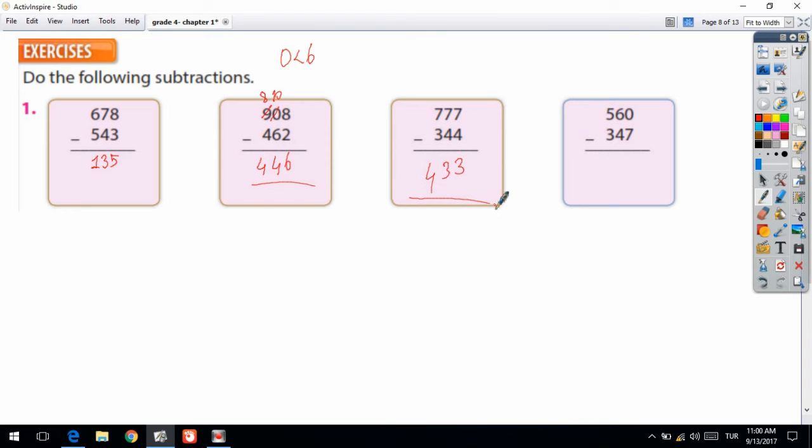Next question is about subtraction also. 0 minus 7. Can we subtract them? If 0 is smaller than 7, we cannot subtract them. Another rule, we will go to the next digit. 6 will be 5, 0 will be 10. 10 minus 7 is equal to 3, 5 minus 4 is equal to 1, 5 minus 3 is equal to 2. Your answer is 230. Okay, let's continue to the next page.